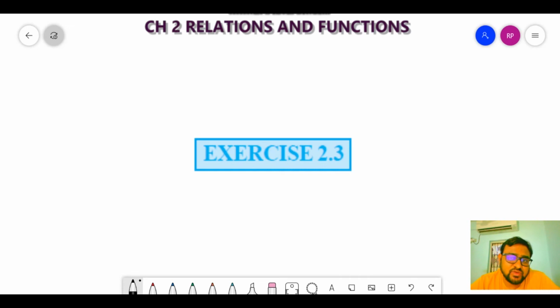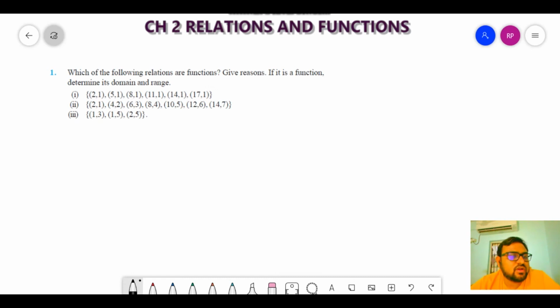In our last video, we had completed functions and types of functions. So today we will complete exercise 2.3 based on the theoretical concepts that we studied in the last video. Okay, so let's start with question number 1. Which of the following relations are functions? Give reasons. If it is a function, determine its domain and the range.